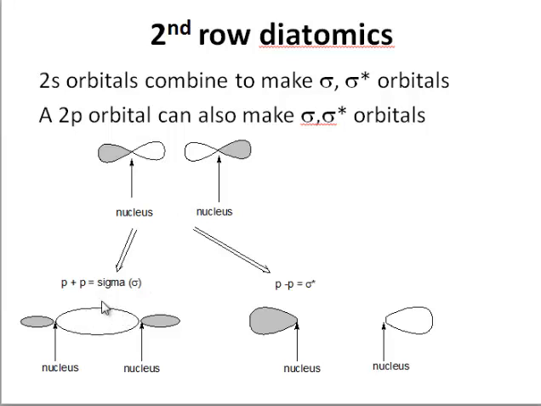We've seen the sigma bonding orbital before in the last lecture. But naturally, an anti-bonding orbital is also possible. So 2s orbitals make bonding and anti-bonding orbitals in a way similar to the 1s orbitals. And 2p orbitals also make sigma and sigma star orbitals.